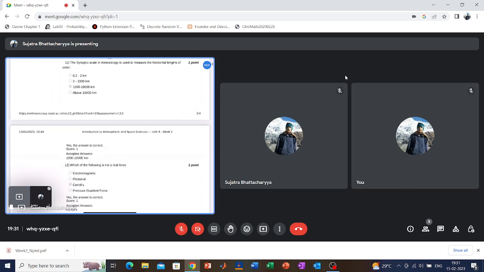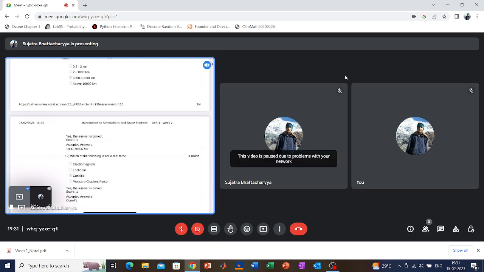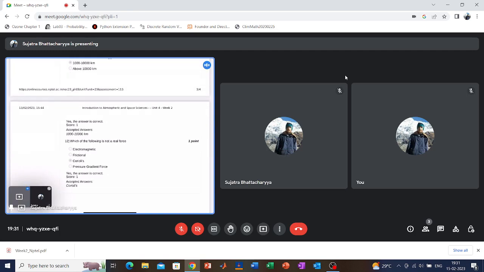Fine. And which of the following is not a real force? See, electromagnetic force is a real force, which is used in physics mostly. Frictional force is a real force. Pressure gradient force is a real force. Coriolis force is the only force which acts only in the non-inertial or accelerating frame of reference. All other forces act in both frames. So Coriolis force is the correct option, which is not a real force, it's a pseudo force.